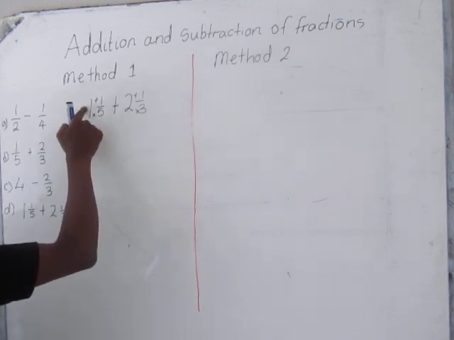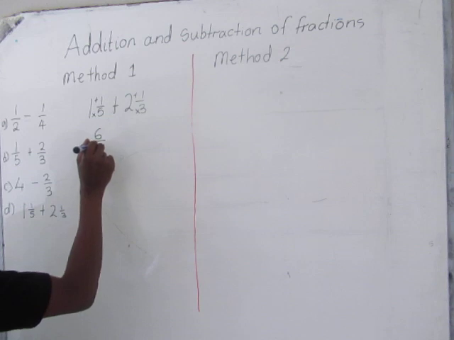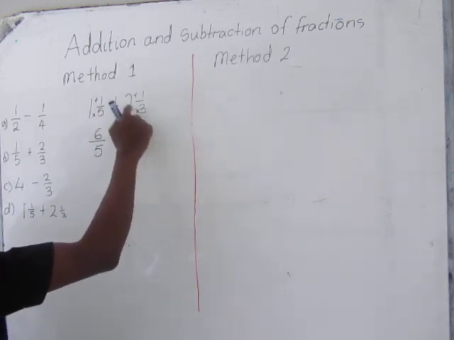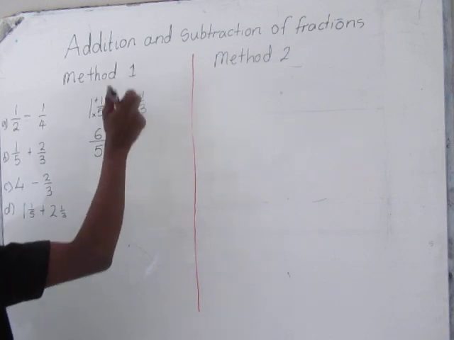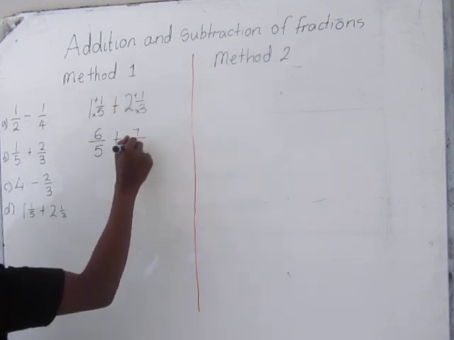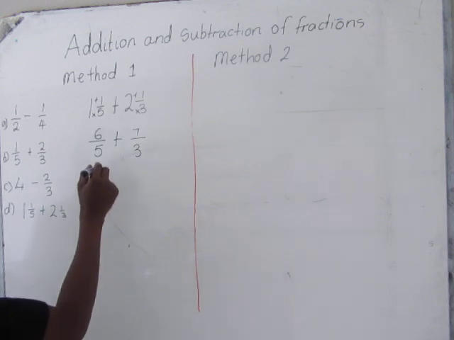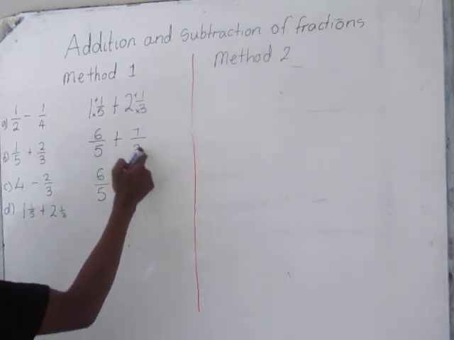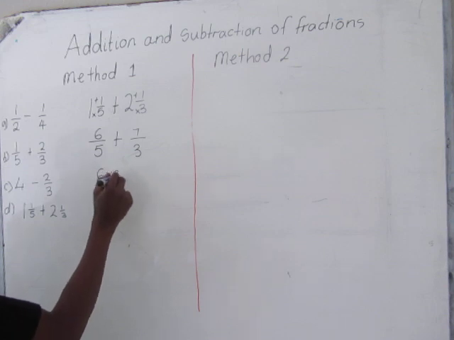5 times 1 is 5 plus 1 is 6 over our denominator. 5 plus 3 times 2 we get 6, plus 1 we get 7 over our denominator 3.